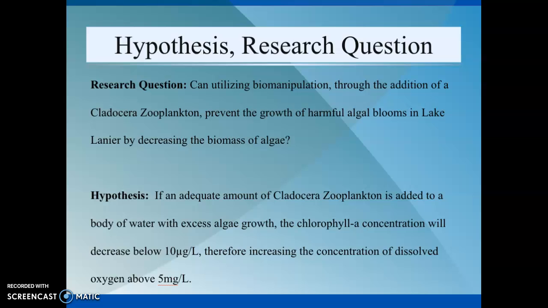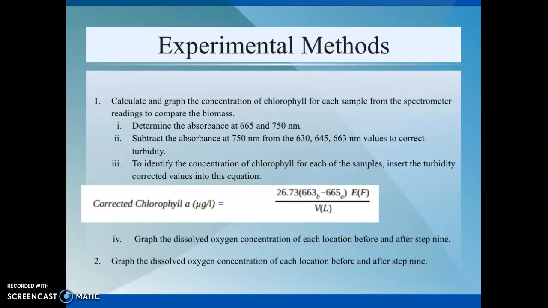So the hypothesis was, if an adequate amount of Cladocera zooplankton was added to a body of water with excess algal growth, the chlorophyll A concentration will decrease below 10 micrograms per liter, therefore increasing the concentration of dissolved oxygen above 5 milligrams per liter. The chlorophyll A levels were analyzed with spectrophotometer analysis and then plugged into the equation. The dissolved oxygen concentrations were measured with the dissolved oxygen testing kit.